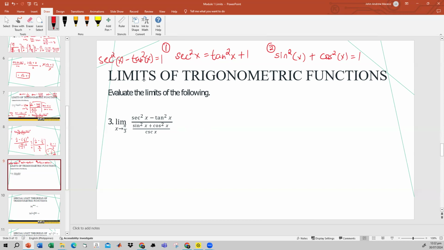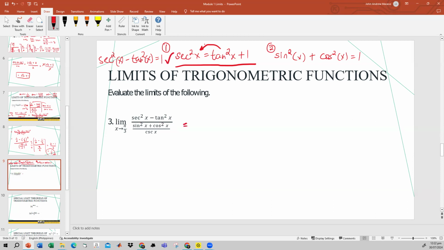Okay, so please do take note that using the trigonometric identities that we have, secant squared x is equal to tangent squared x plus 1, right? So as you can see on the numerator, this is basically secant squared x minus tangent squared x. And if you manipulate this by transposing tangent squared on the left side, this numerator is just equal to 1.